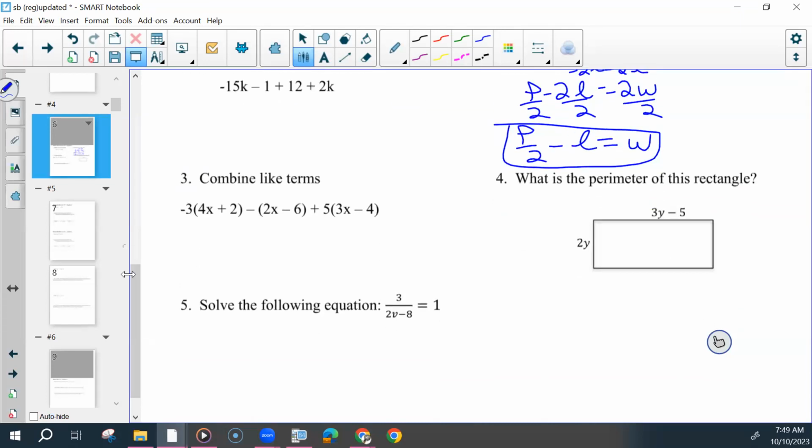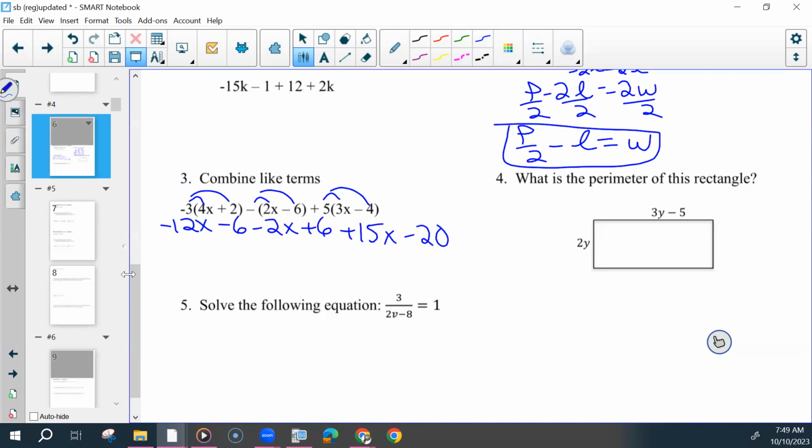Number 3, combine like terms. So we needed to distribute a bunch of times. Be careful with your negatives. We should have negative 12x minus 6 minus 2x plus 6 plus 15x minus 20. If your symbols were not the same, then you need to change them and it messes everything else up.